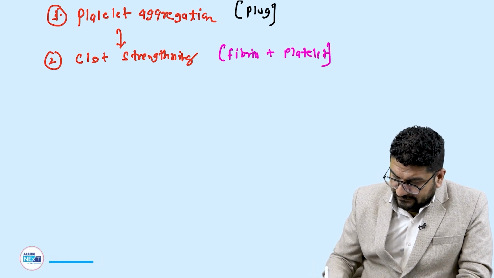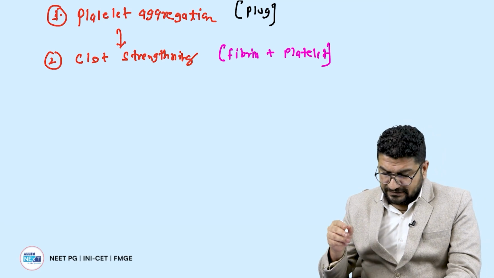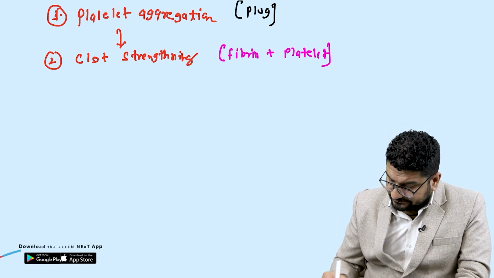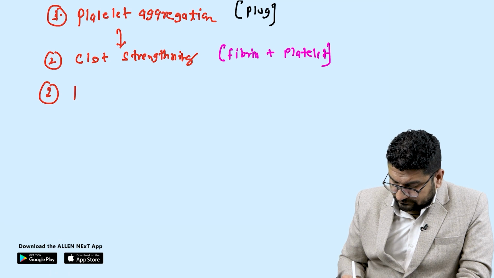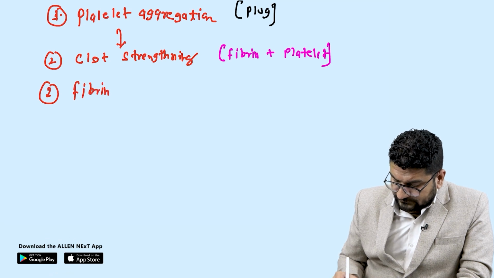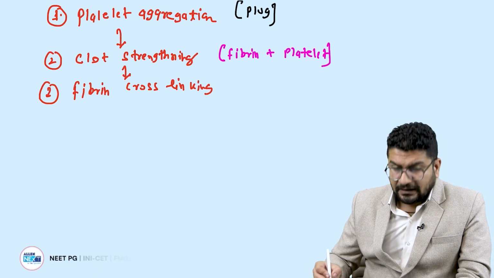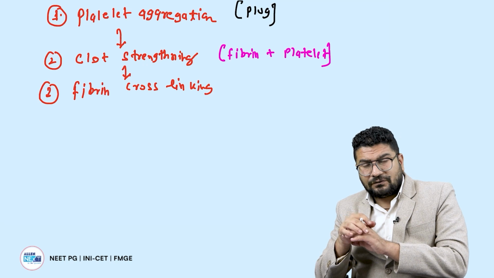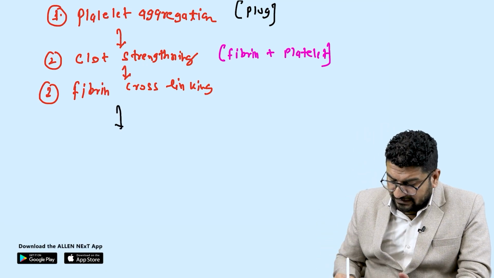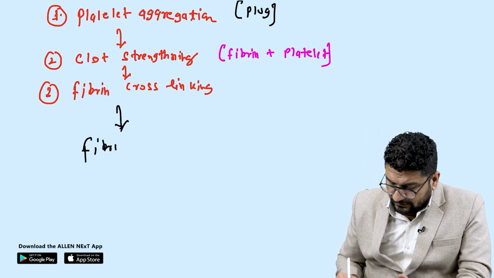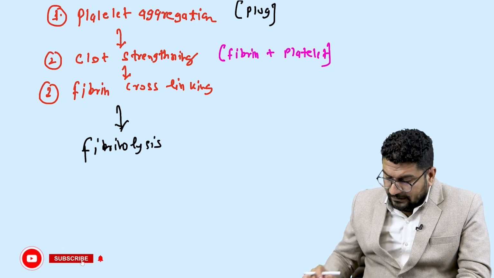Then we can notice there will be fibrin cross-linking. There is fibrin cross-linking, and ultimately this is how a thrombus is formed. Now, if you want to break down this thrombus, there can be fibrinolysis. So these are basically the steps of thrombus formation.